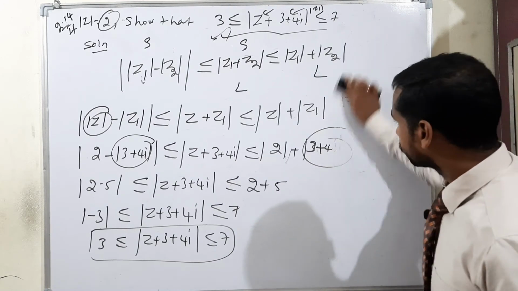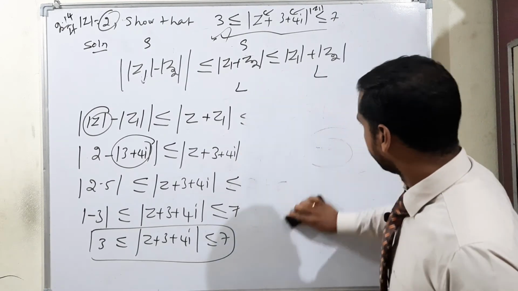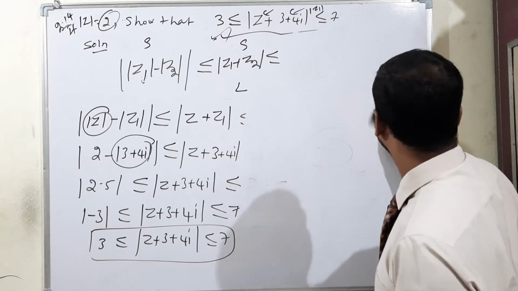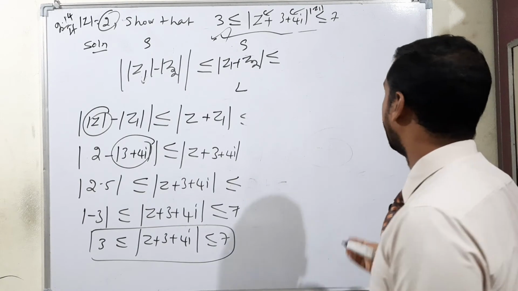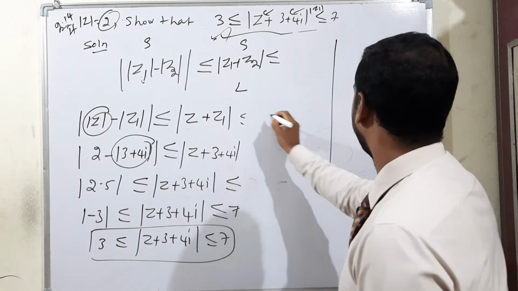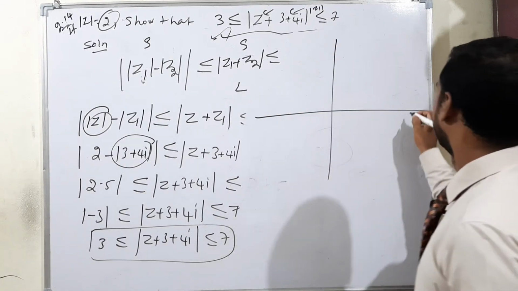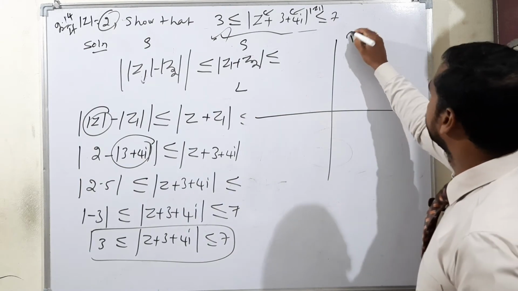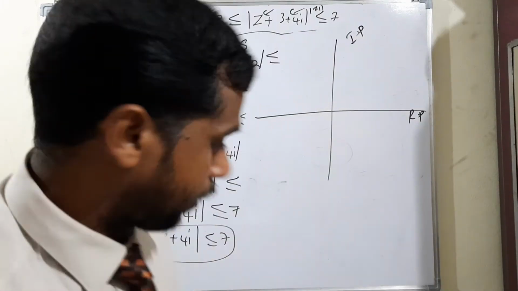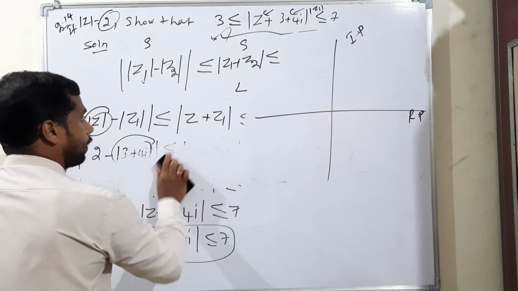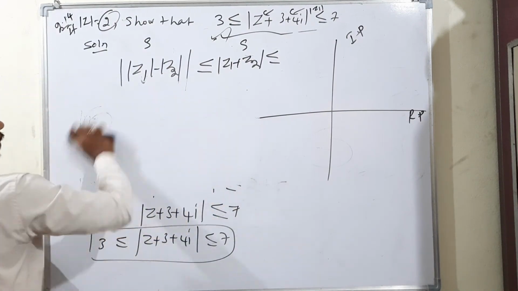Listen, for the last line we need the conic part to be drawn. This is called the real part, and this is called the imaginary part. So for the last line we need some space.